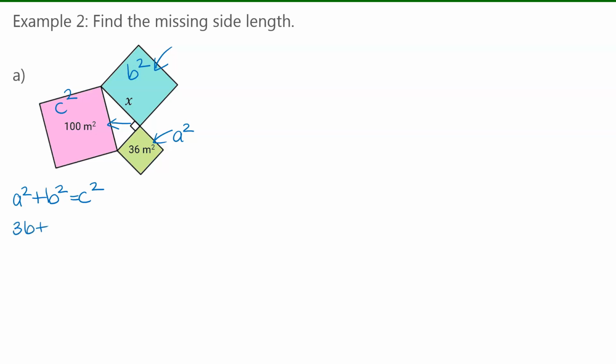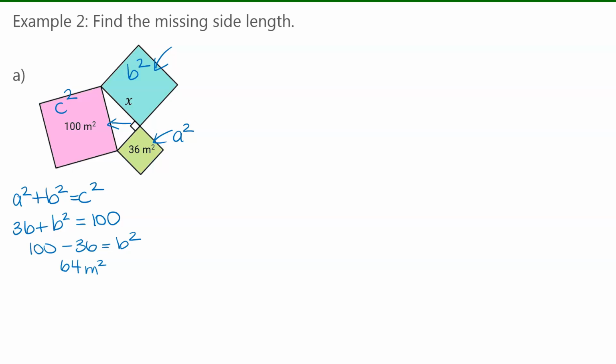So 36 plus B squared is equal to 100. If I'm looking for B squared, I know 36 plus something gives me 100, so I have to subtract. 100 minus 36 will give me B squared, and 100 minus 36 gives me 64. In this case, we're talking about meters squared.